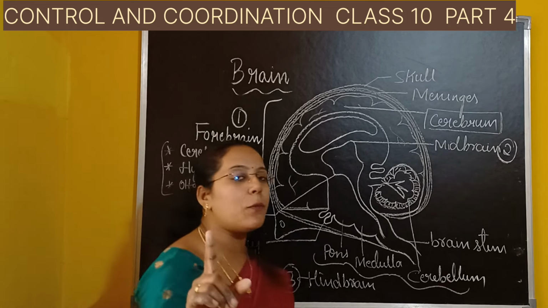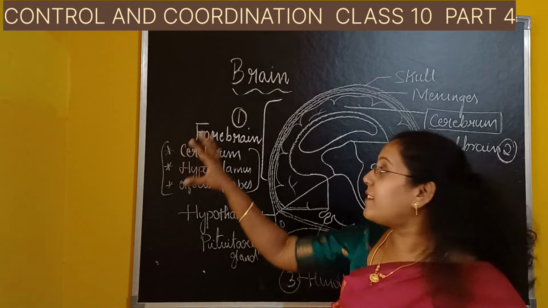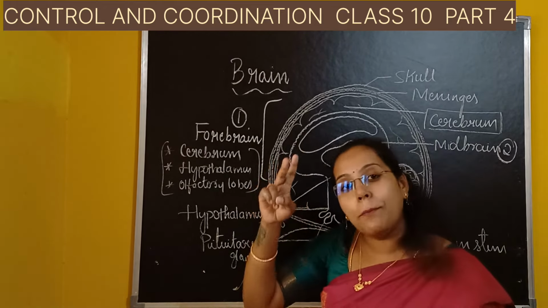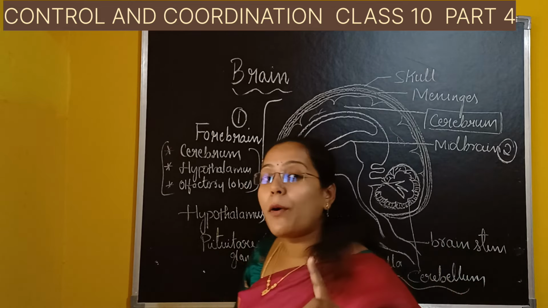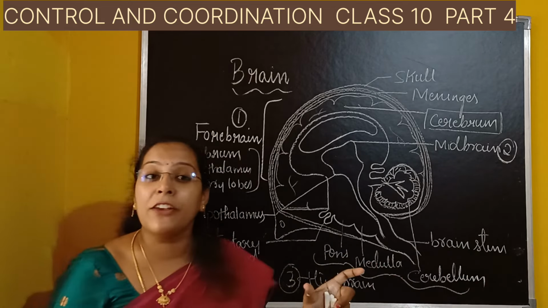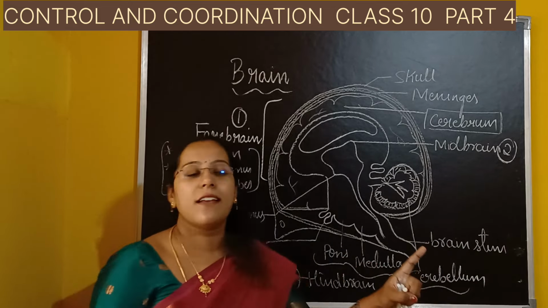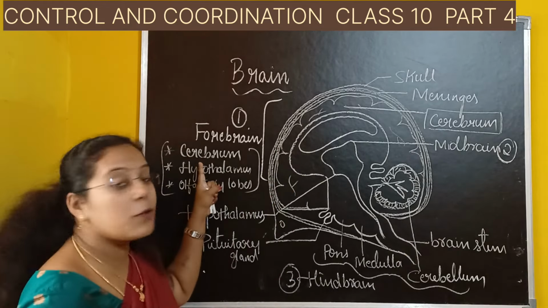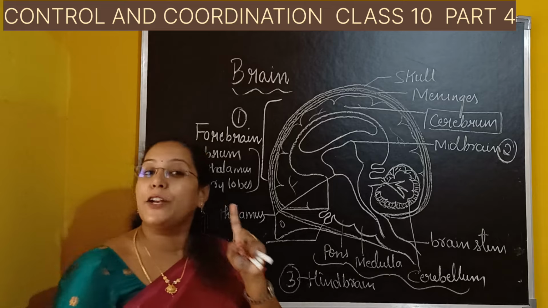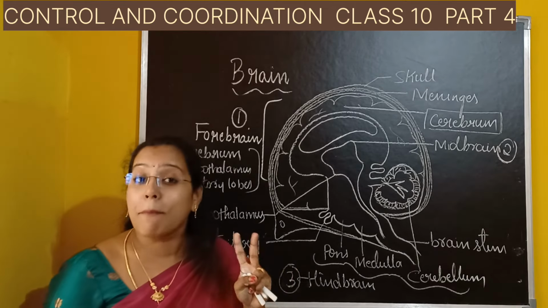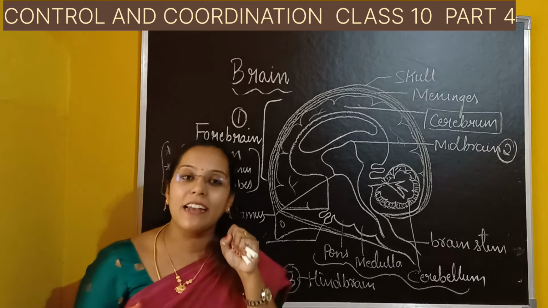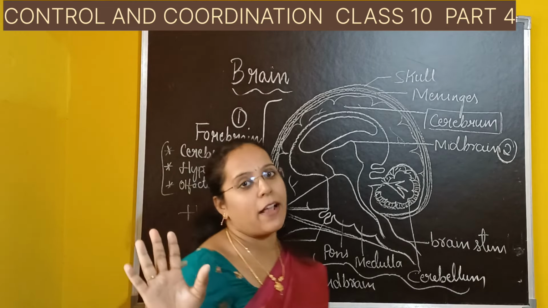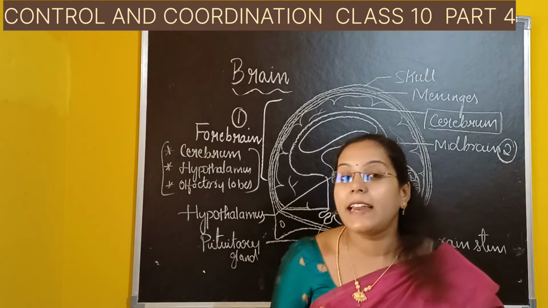Remember, I repeat once again, forebrain is the largest part of the brain. First point. Second point, you can pause and note it: all the sensory information from the different sense organs will reach the forebrain. And moving to cerebrum, it is called the seat of intelligence, seat of memory, and most importantly, I would like to tell you, this forebrain performs voluntary actions. What are voluntary actions?